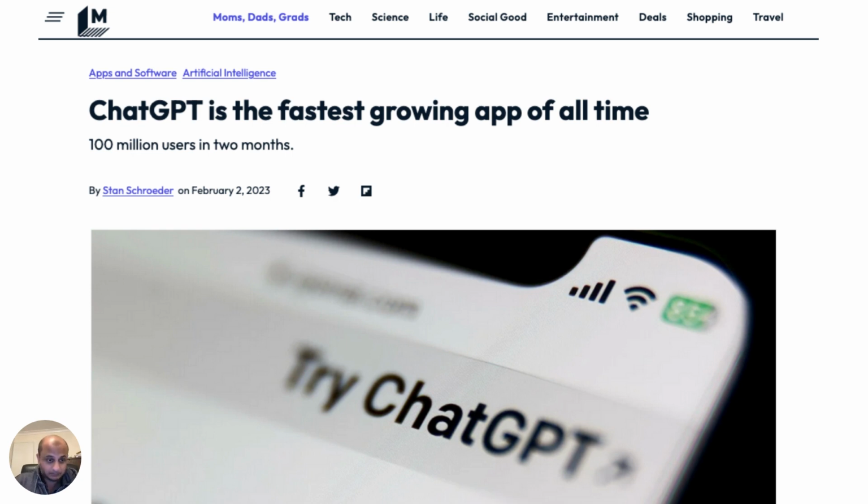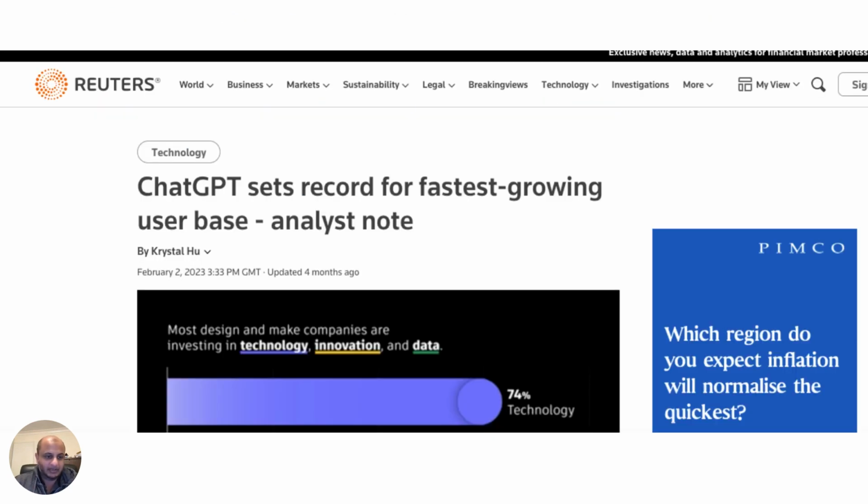Okay, now first, let's talk about where we stand. ChatGPT is the fastest growing app of all time. It's absolutely mind blowing just how quickly it has grown. A few months ago, we did not even know about ChatGPT, and now it's crazily everywhere, right? It set the record for the fastest growing user base. Even people in the industry are shocked at just how quickly it grew, right?